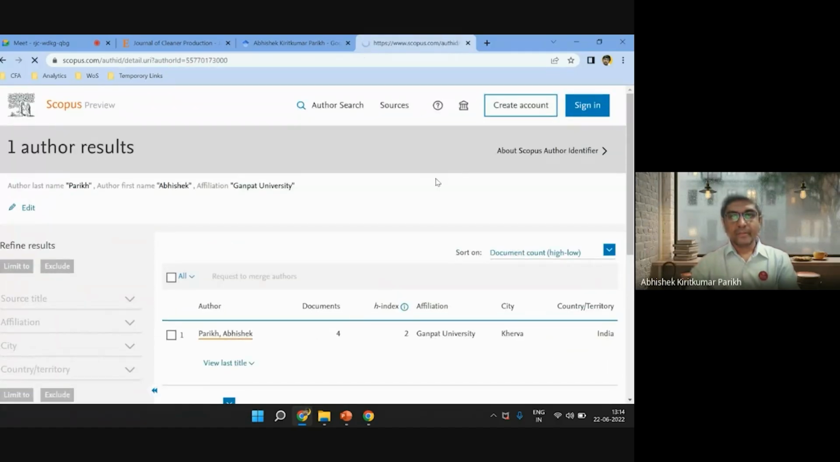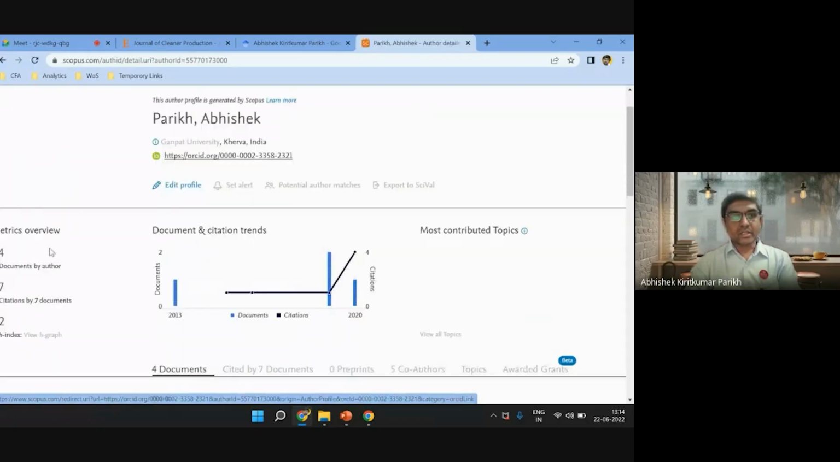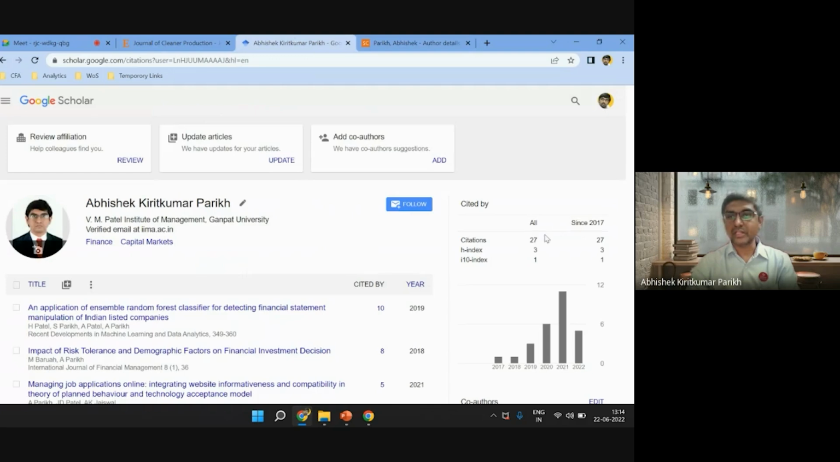Now here, my research metrics is only, so see, here citation is only 7, while in Google Scholar the citation is showing 27, right? For the last 5 years only, right? So citation is mostly created in the last 5 years only, right? Are we clear with this?